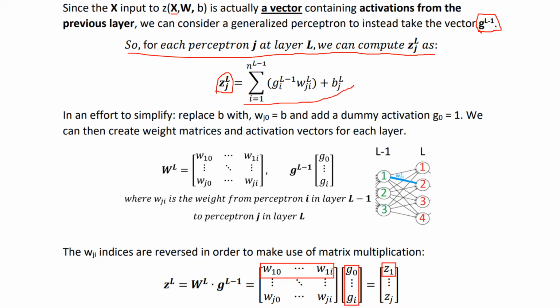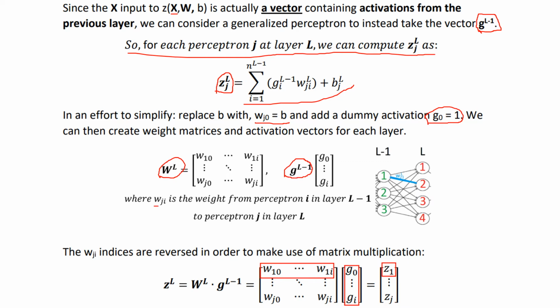I'm going to try to neaten this up. We're going to try to get rid of the biases by including them in the weight matrices. So we replace b with W_j0 equals b. We add a dummy activation, g_0 equals 1. And then we can get rid of the bias and only consider the weight matrix for the current layer and the activation vector of the previous layer.